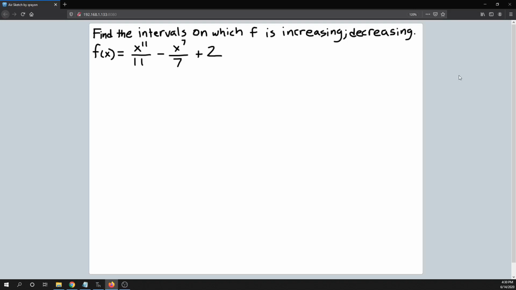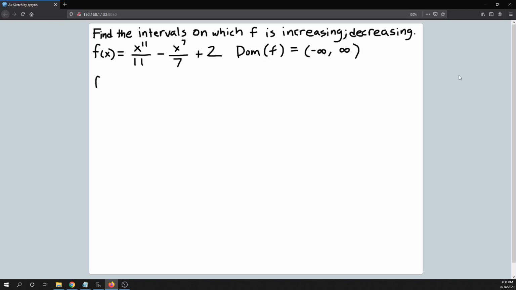Okay, so the first thing that you want to do is just find the domain of f. And this function is a polynomial, and so therefore the domain of any polynomial is negative infinity to positive infinity. Okay. Next up, we want to take the derivative of this function.